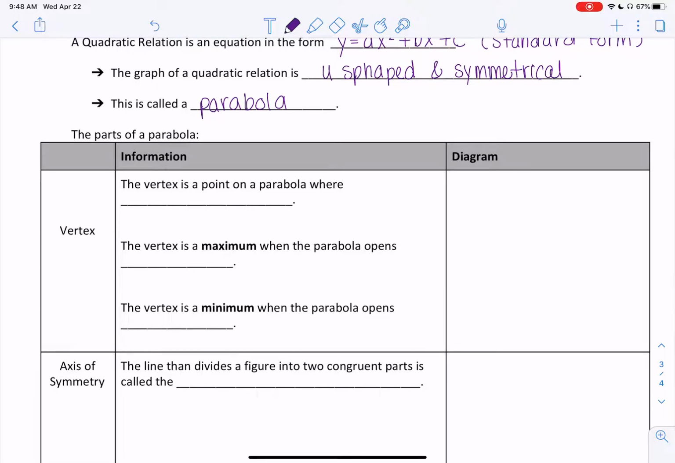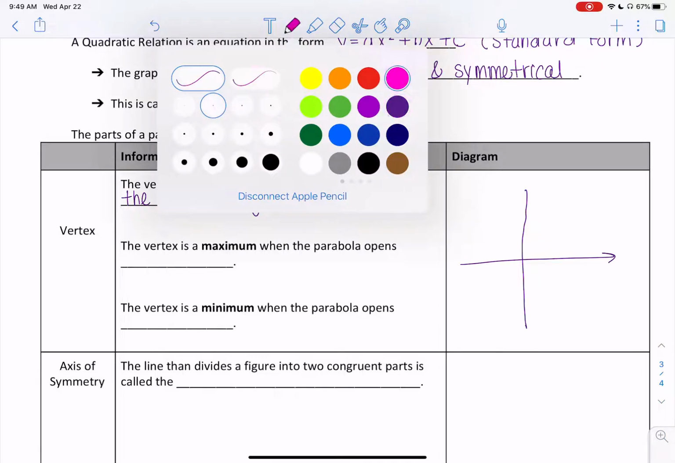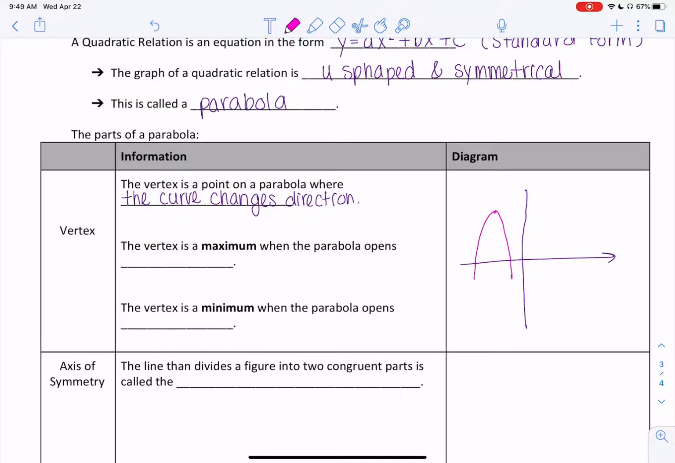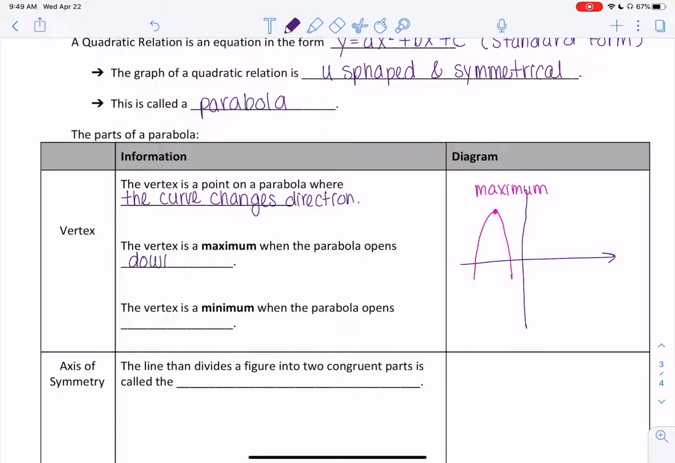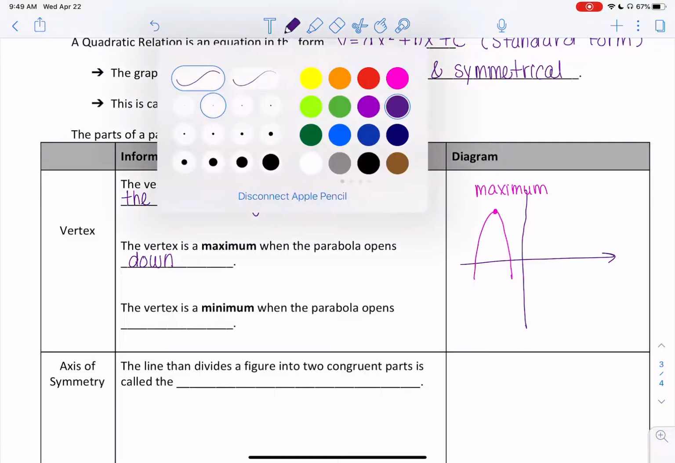So the first thing is the vertex. It's the point where the curve changes direction. And what I mean by that is I could have something that looks like this. So that point would be a maximum point. And that maximum point happens when my parabola opens down. So it gets bigger and bigger and bigger, hits a maximum, and then turns around, starts getting lower.